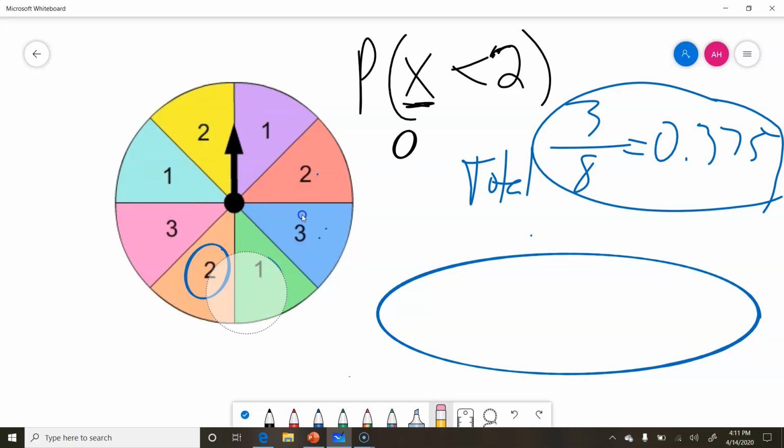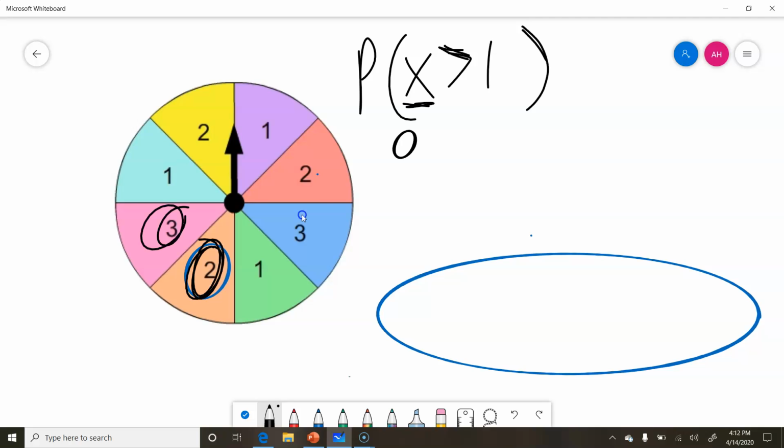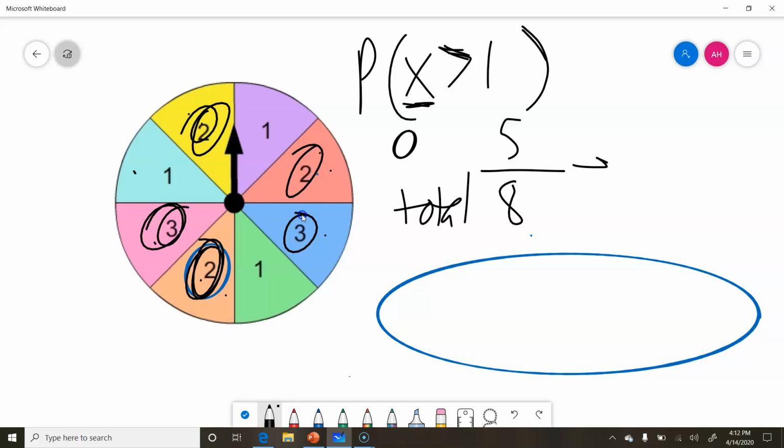Now let's change it up and make it a little bit more interesting here. Let's erase this one and actually say this time we're going to do the probability that x is greater than 1. Okay, so it's not going to include 1, but it's greater than 1. Which ones are greater than 1? Well, this 2, this 3, this 2, this 2, and this 3. How many is that? 1, 2, 3, 4, 5. So we have 5 that are greater than 1. How many do we have total? 1, 2, 3, 4, 5, 6, 7, 8. Still 8, right? Still total. So now, how do I write that as a decimal? I do 5 divided by 8. And that is 0.625.